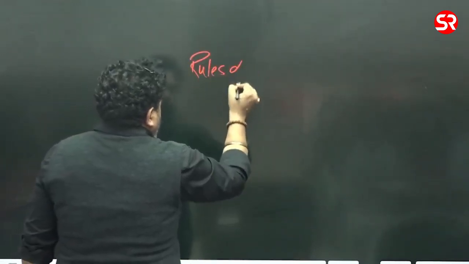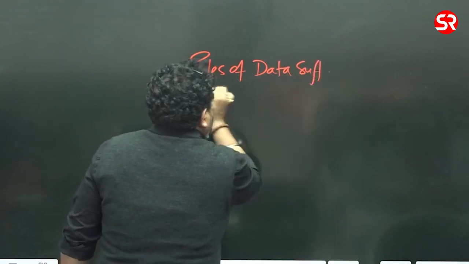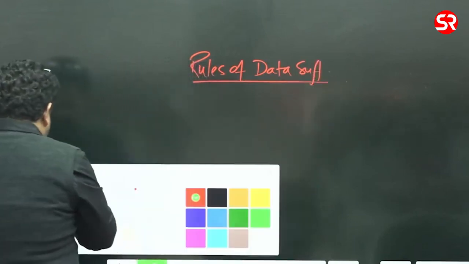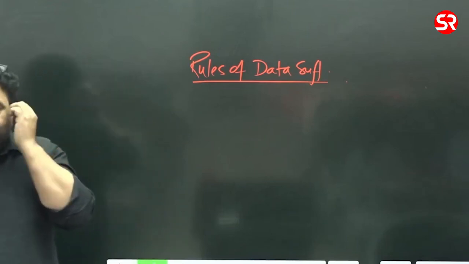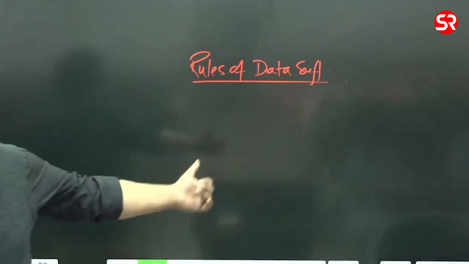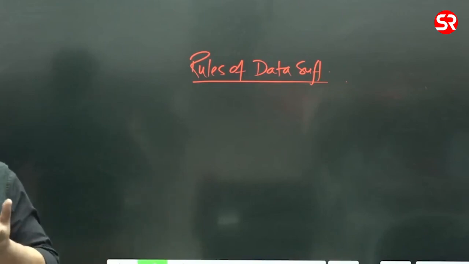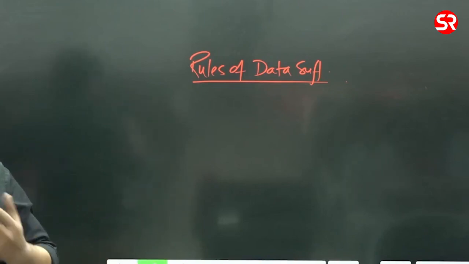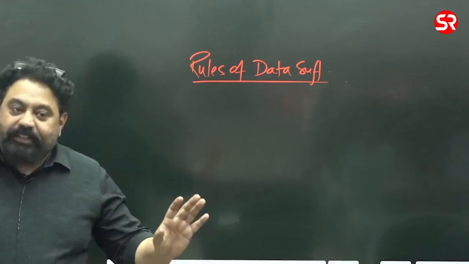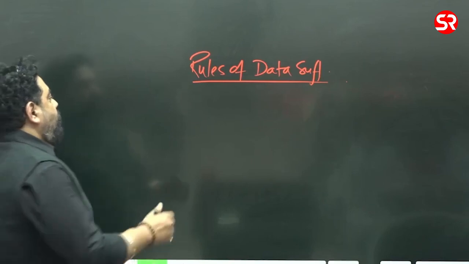Rules of data sufficiency. Important. The problem is people don't pay attention to this. If you have rules in your mind, data sufficiency is going to be easy. I never say it is going to be very easy, but it is going to be easy. I still believe data sufficiency is very tough. And as you do questions you will understand it yourself, right? Rule 1.